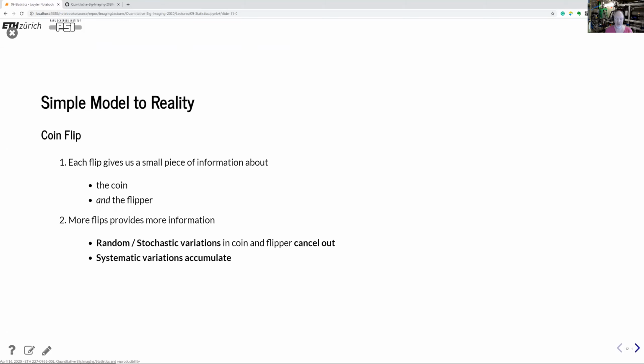And to put it in more general terms, we have random variations. If we have random variations in the coin and the flipper, they should cancel out in the long run. But if we have systematic variations, they will accumulate. So for example, if the coin has been tampered with, or the flipper is very good at producing heads, then we will see that in a statistical analysis.